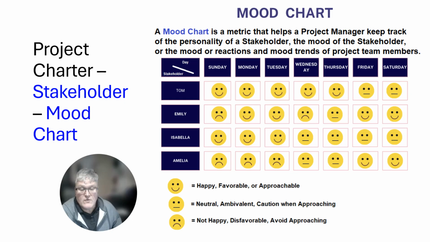and on the left-hand side, it's either the stakeholder or the project manager, and it has their names on there. And you can see icons represent whether they're happy or approachable. They might be neutral, so ambivalent or cautious, or you should be cautious when approaching them. Or they might not be happy, or they're in a disfavorable situation, and you might want to avoid approaching them. So that's a representation of a mood chart.